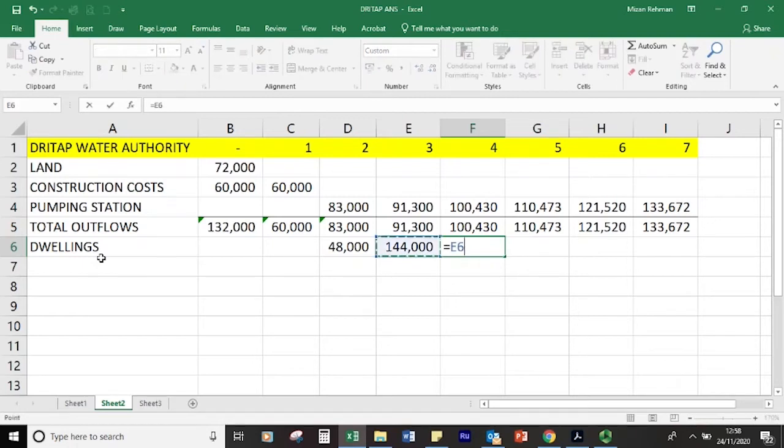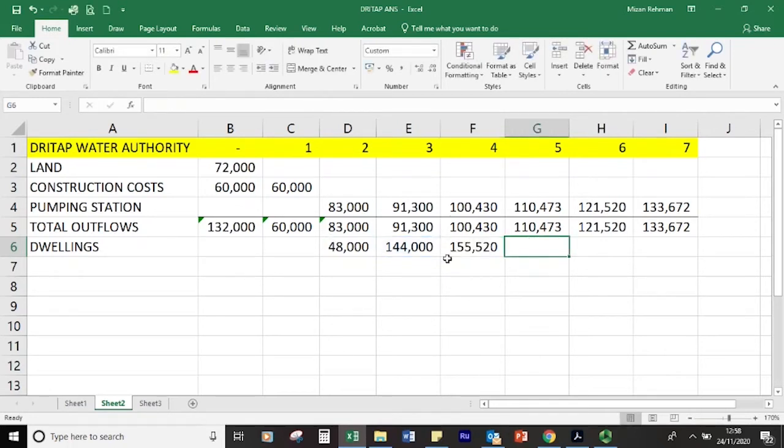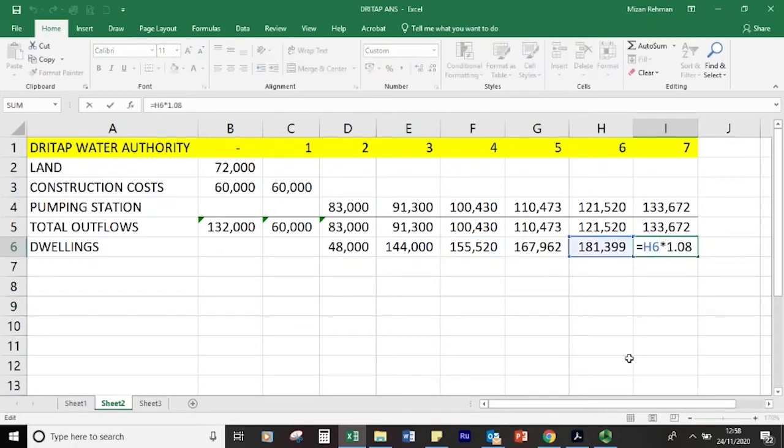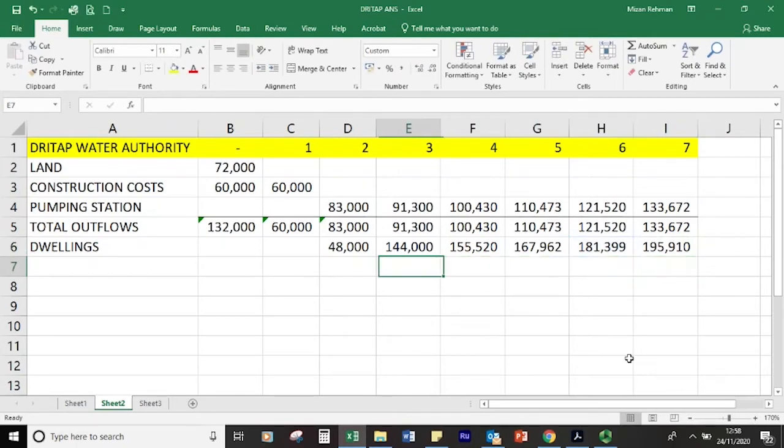So year 3 income times 1.08. So when we multiply it by 1.08, we are actually increasing it by 8%. Using the same logic, autofill, and we get this. Let's check the last one if it's actually correct. It is correct, so we just fix it. So these are our inflows from dwellings.